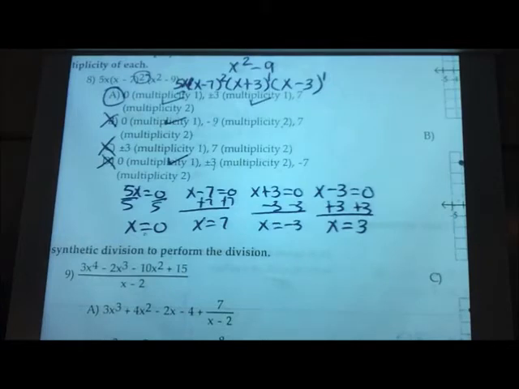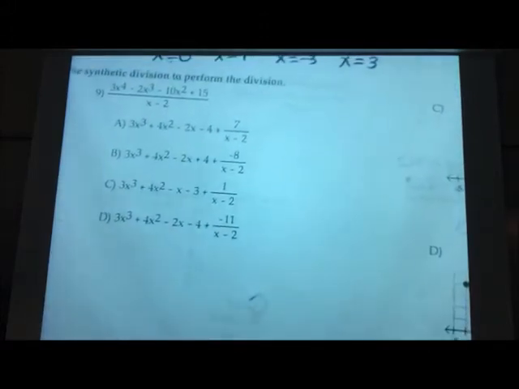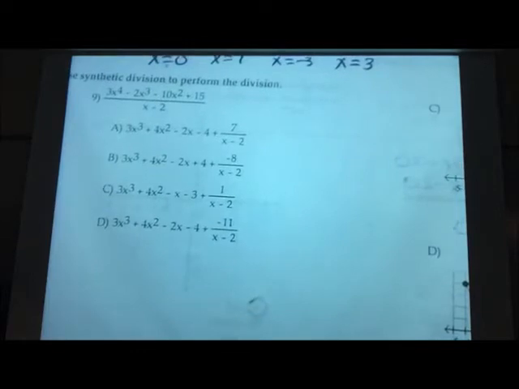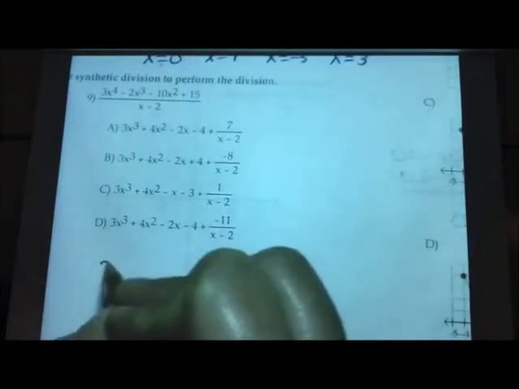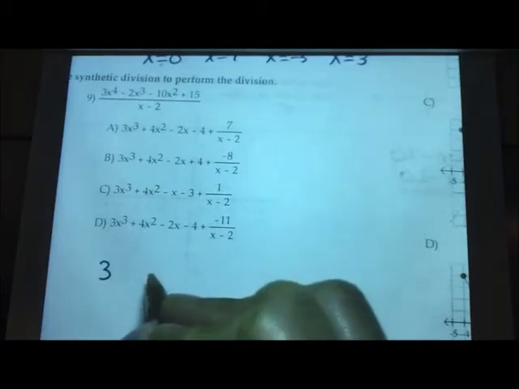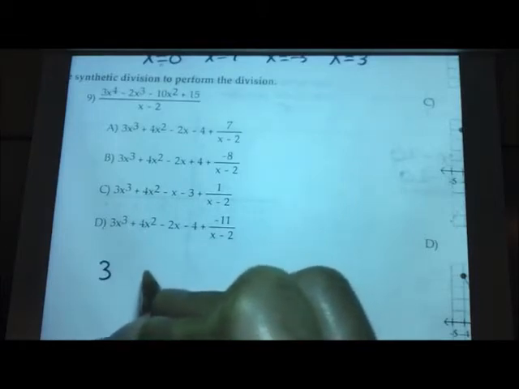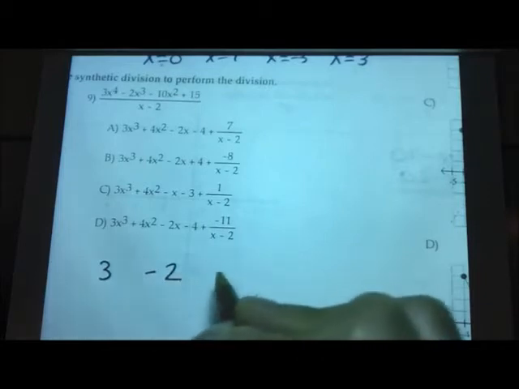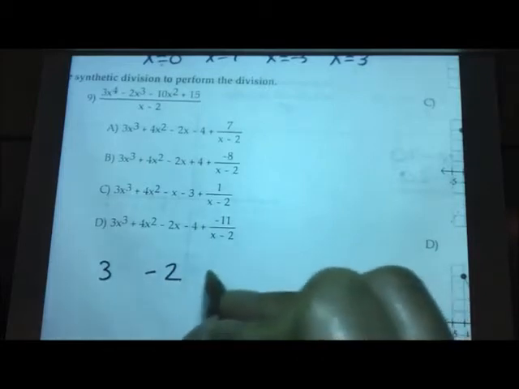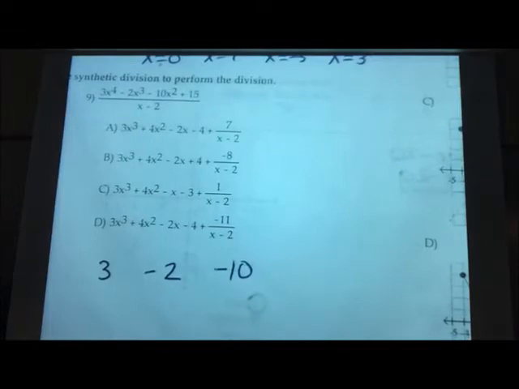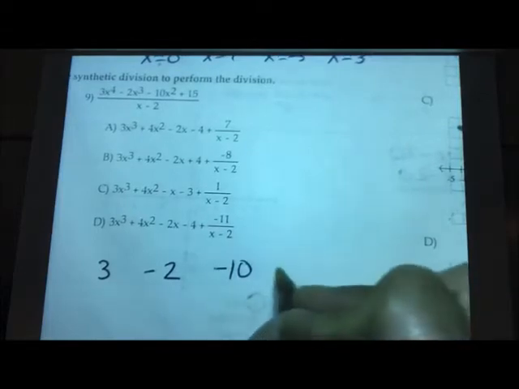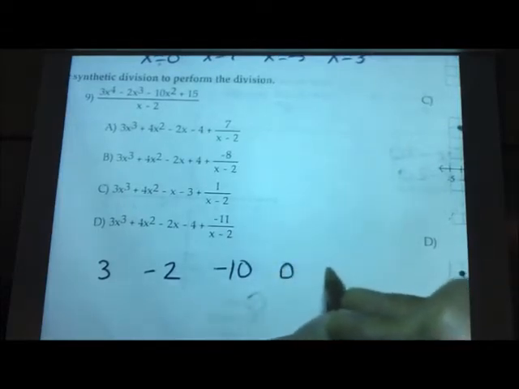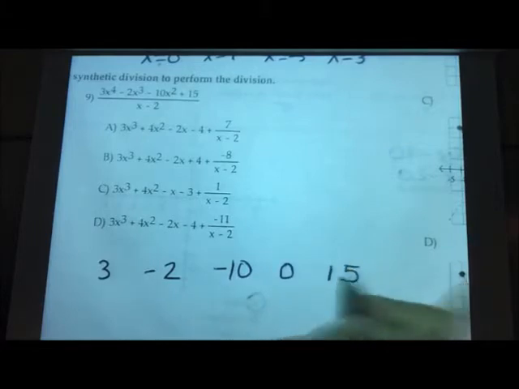For the next problem, we're going to have to use synthetic division. Now remember, when it's missing a variable or a constant, we have to put a 0. So when I look at this, my first one is x to the 4th, and that is a 3. Do I have an x cubed? Yep. My leading coefficient there is a negative 2. And then I have an x squared. Yes, that's a negative 10. Do I have an x? No. So I have to make sure I put a 0. And then the constant is a positive 15.